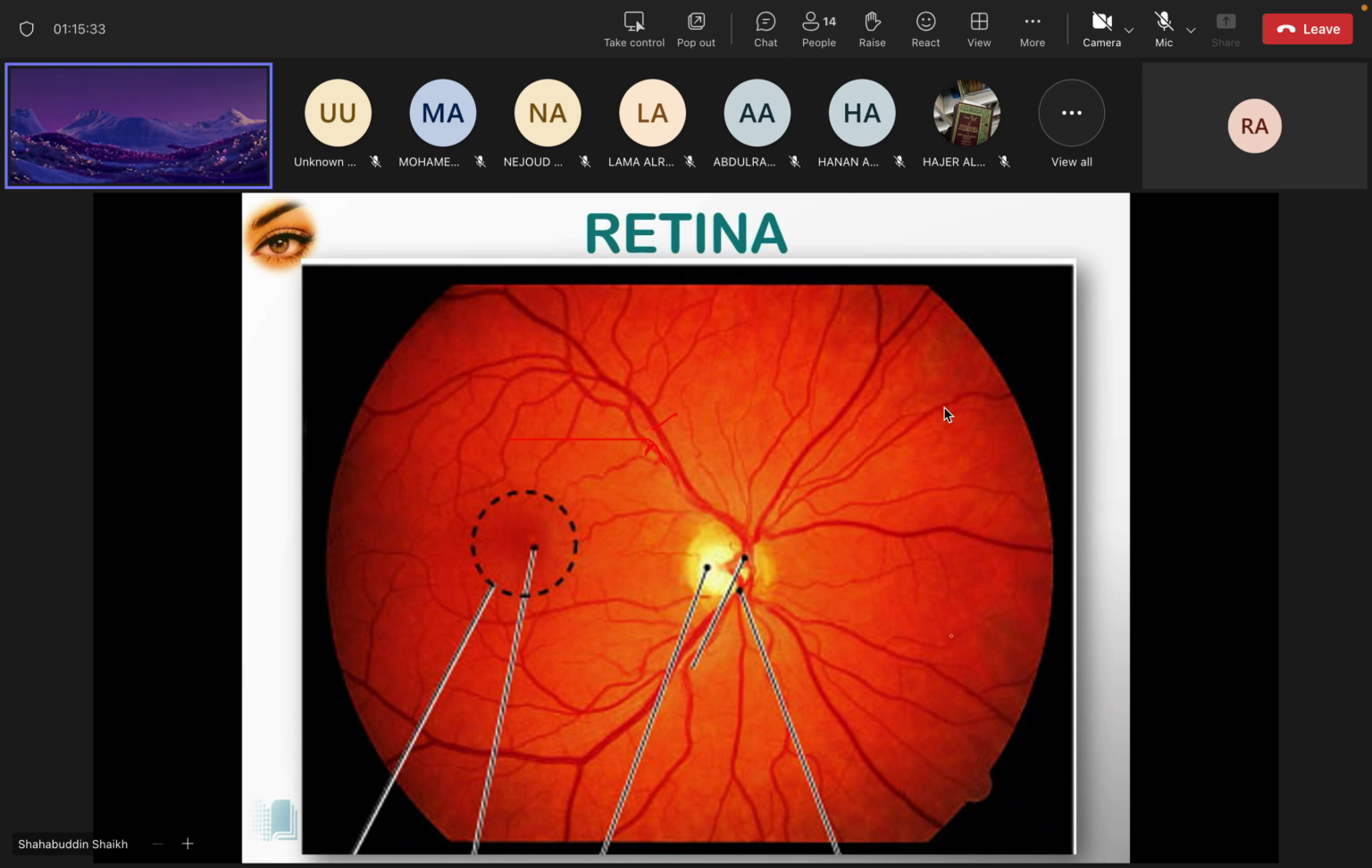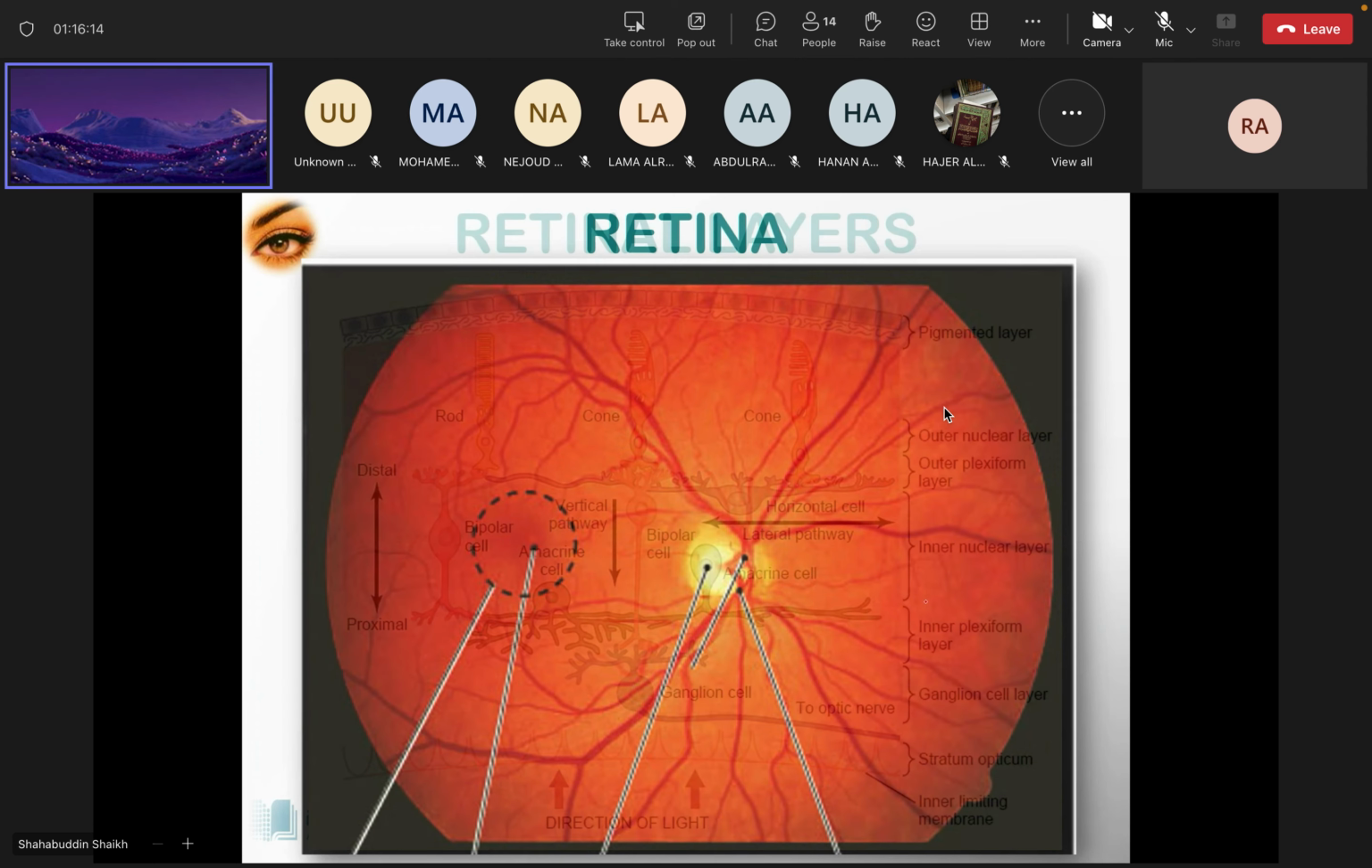This is the only place in the body where you are able to see arteries and veins directly without surgery, without cutting. So this is a good place to know the condition of blood vessels in our body. This is a very important examination, ophthalmoscopy. The condition of these arteries and veins will be damaged in diabetes mellitus very commonly and also in hypertension. So this test is very commonly used to see the condition of blood vessels.